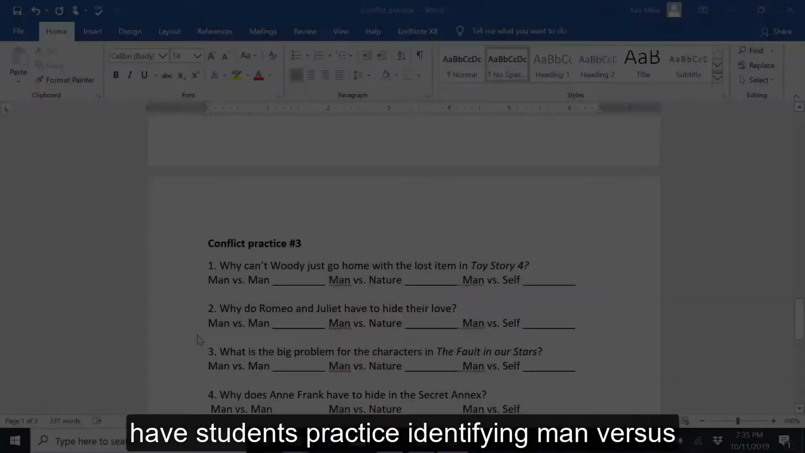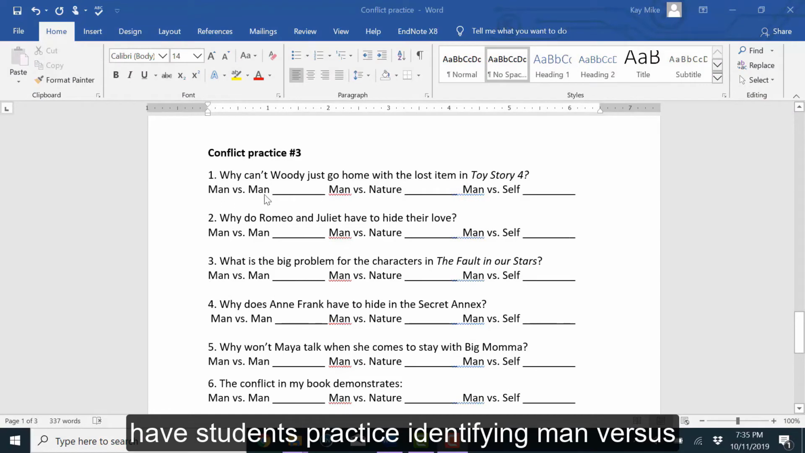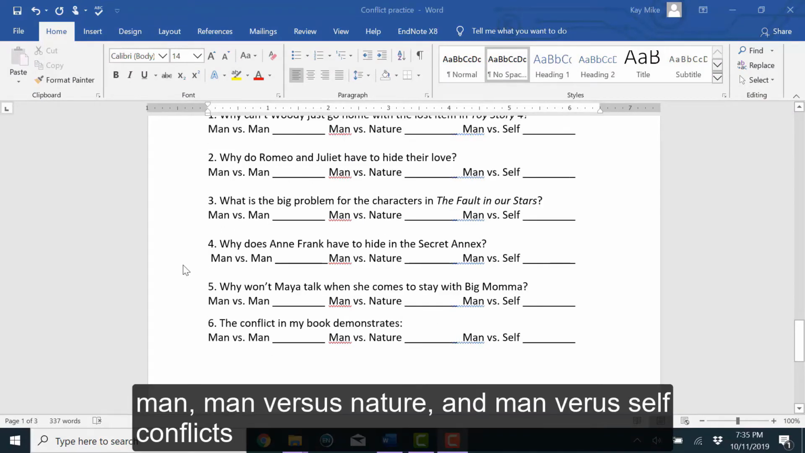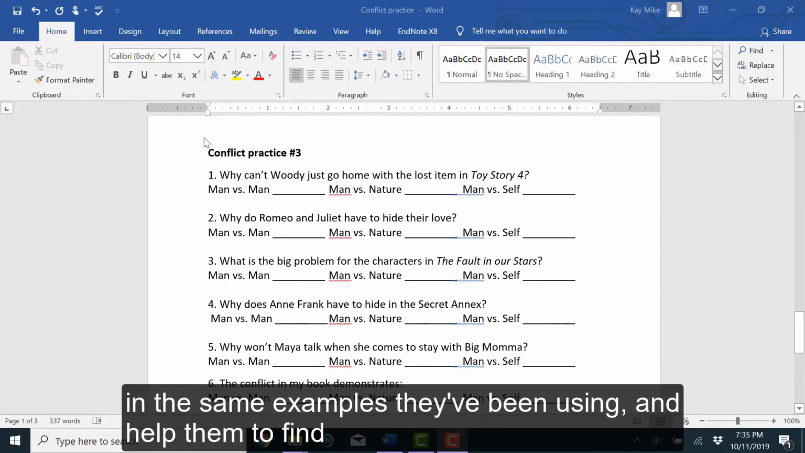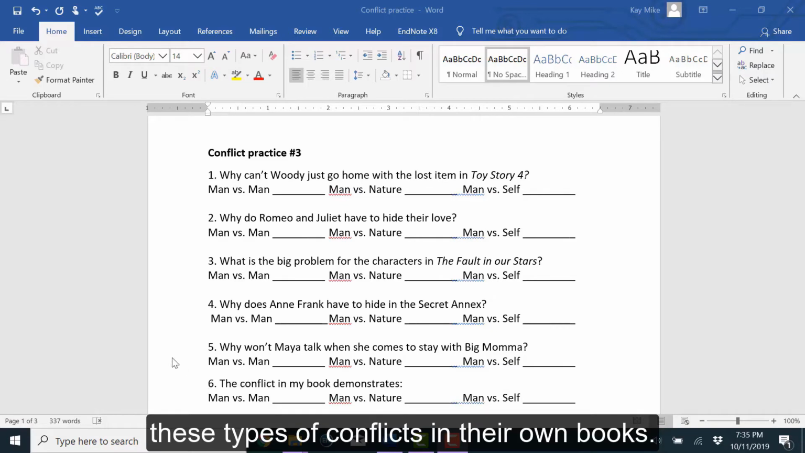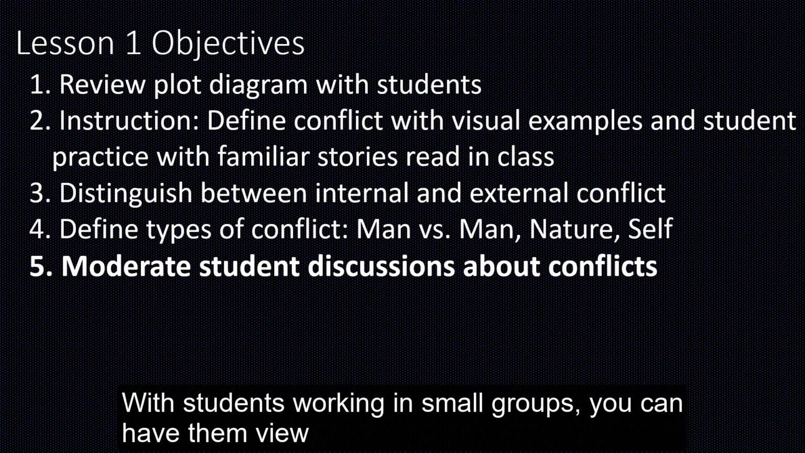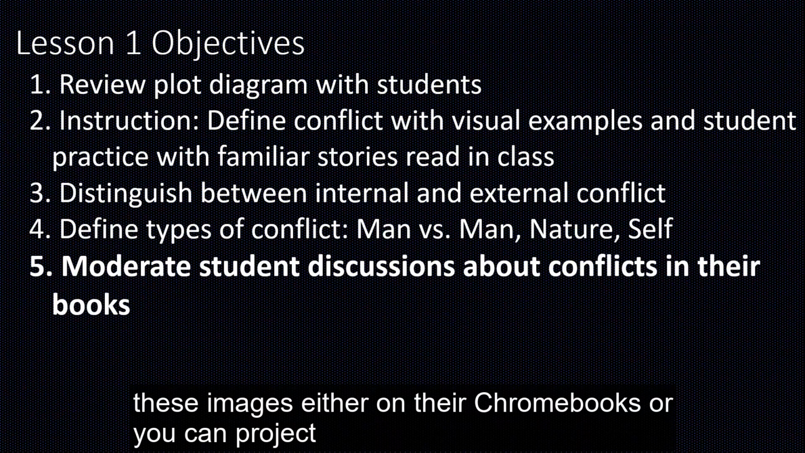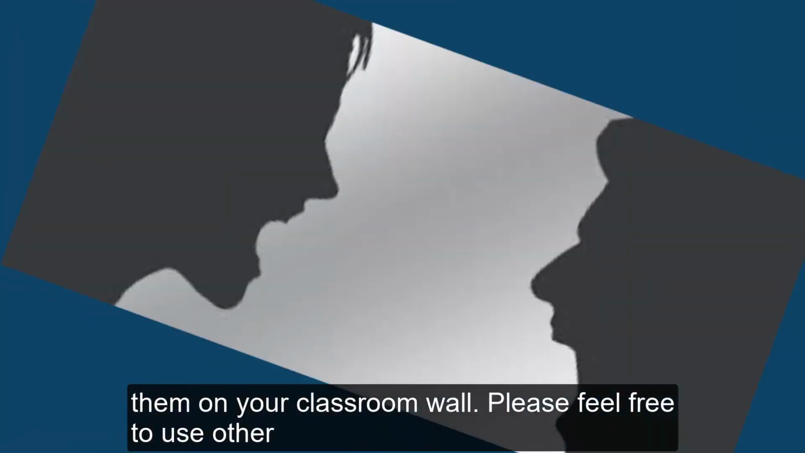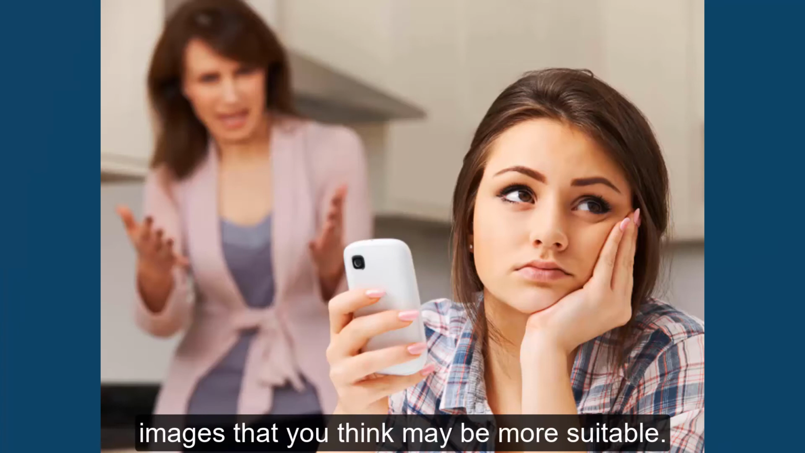After your instruction, have students practice identifying man versus man, man versus nature, and man versus self conflicts in the same examples they've been using, and help them to find these types of conflicts in their own books. With students working in small groups, you can have them view these images either on their Chromebooks or you can project them on your classroom wall. Please feel free to use other images that you think may be more suitable.